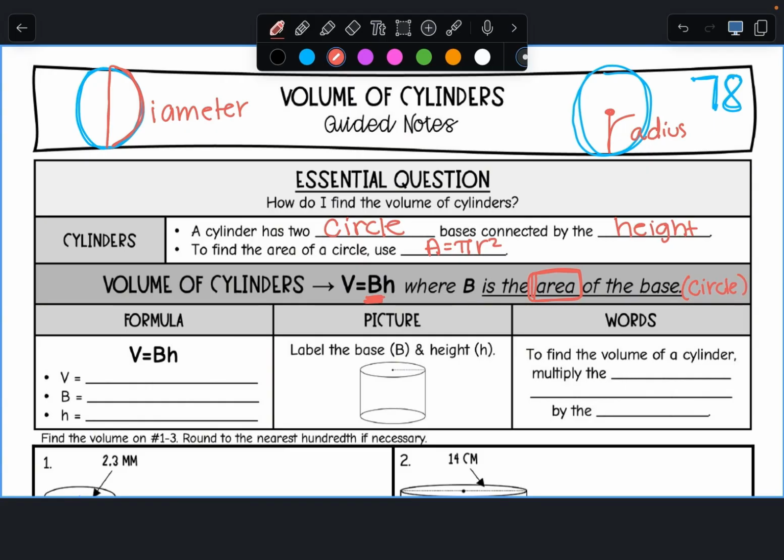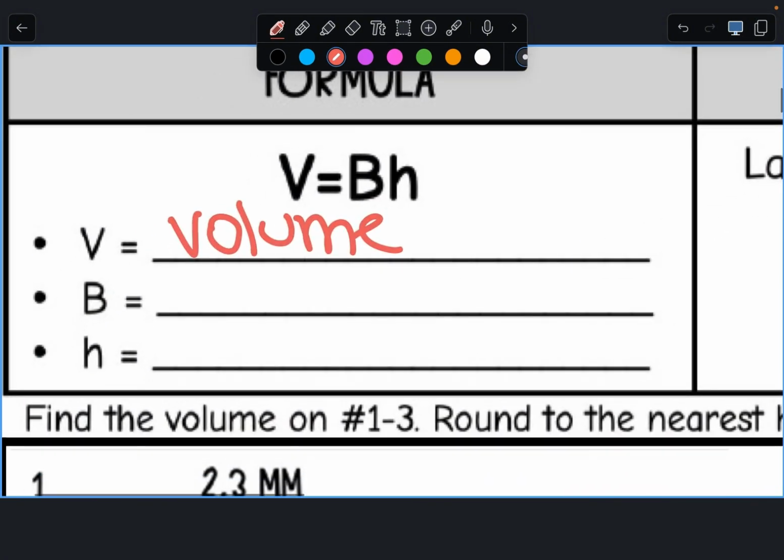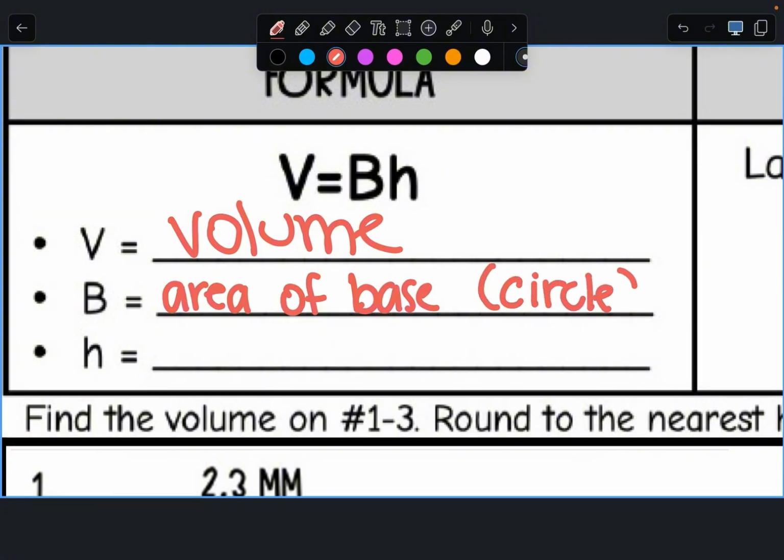So V stands for volume. B stands for area, area of the base, which is a circle. Since it is a circle, to find the area, pi r squared. And h is the height. Remember, you always find the height in between the bases. So actually, for that reason, you're going to need a highlighter.